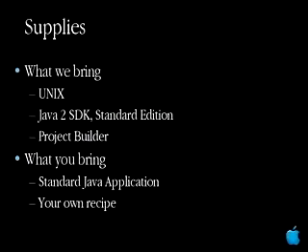So first of all, the supplies. What we're going to be bringing to the table is a basic Unix Mach kernel, Java 2 Standard Edition, and Project Builder, which we believe is a world-class development environment that you can use to build your applications. And that's what the core of this presentation is going to be about, using Project Builder to build Java applications. I'll go into some of the other tools briefly as well, but this is how we're going to slant this presentation. And what you're going to be bringing is your standard Java application and your recipe for building it. That may be the makefiles, that may be the CodeWarrior projects, that kind of thing. But however you build it, your understanding of how to build your product.